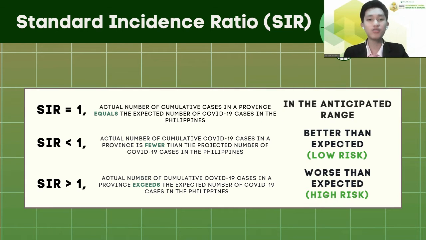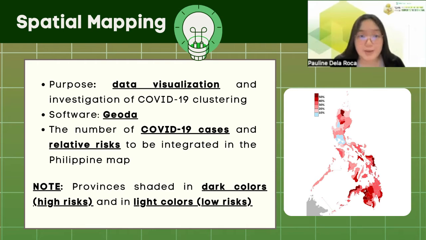The SIR value determines whether the COVID-19 cases are within the anticipated range, meaning that the actual number of COVID-19 cases equals the projected number of COVID-19 cases, or if low risk, the actual number is fewer than the projected, or if high risk, it exceeds the expected number of COVID-19 cases. Ms. De La Roca, please continue the discussion. Moving on with spatial mapping. Spatial mapping was used to visualize data and to investigate the clustering of COVID-19.